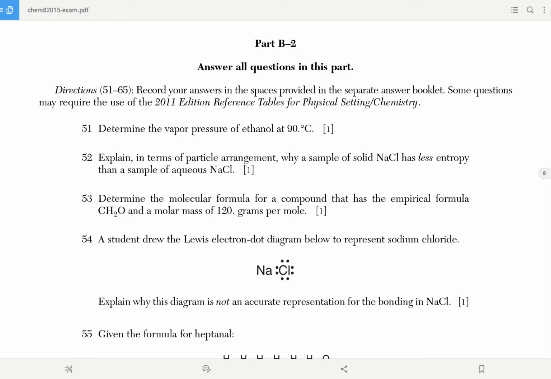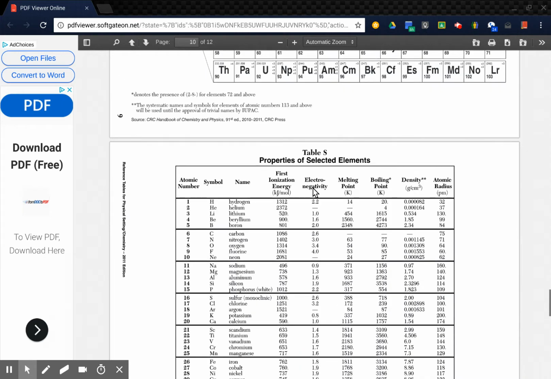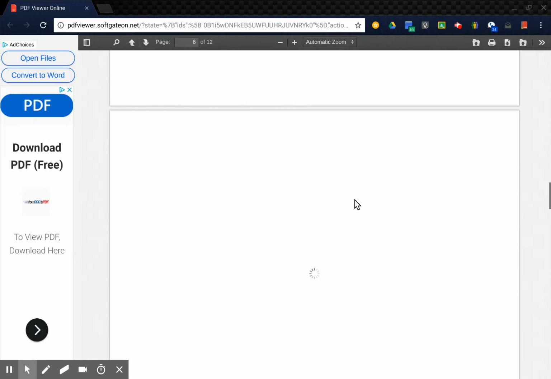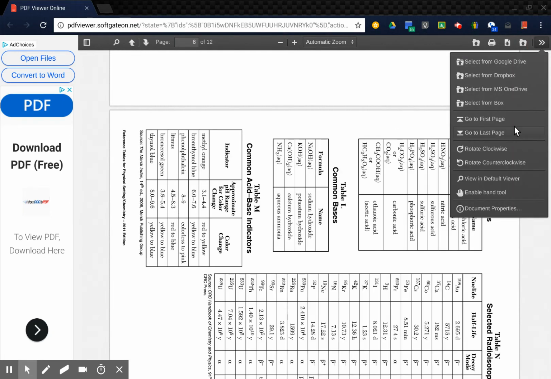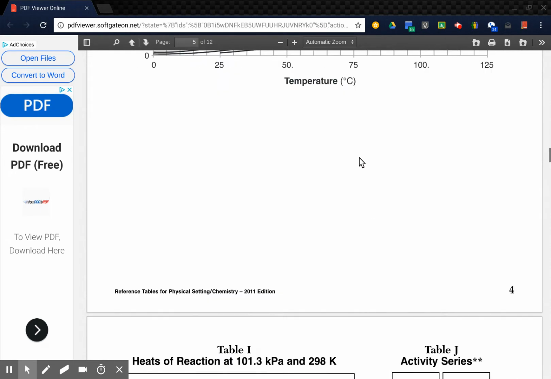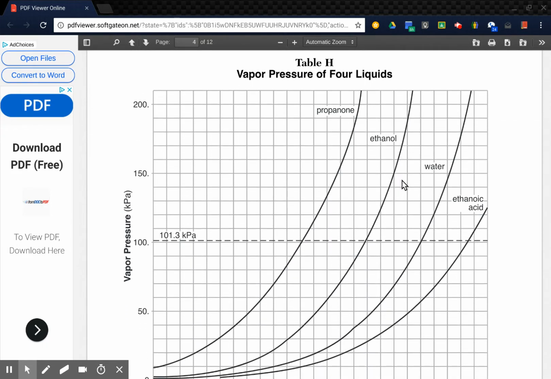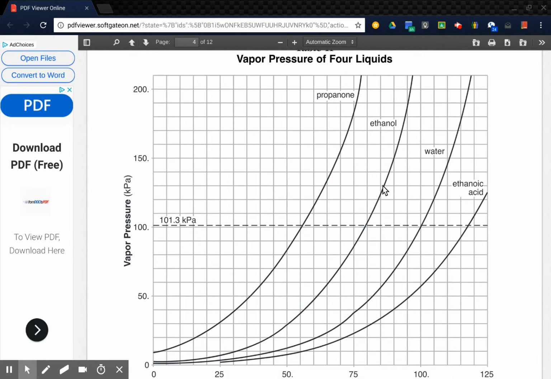All right. So this first one says determine the vapor pressure of ethanol at 90 degrees Celsius. This question requires that we use the reference table, and since they asked about vapor pressure, this is going to be reference table G, I believe. Let's see. Oh, went way too far. And now here's the annoying thing. Counterclockwise. There we go. I have to flip the reference table a couple times. Table H, not G. Okay.